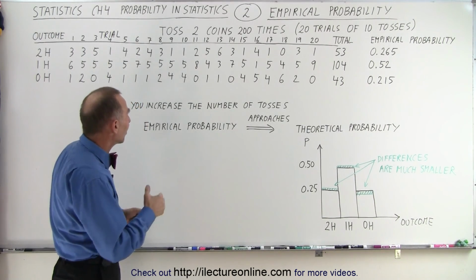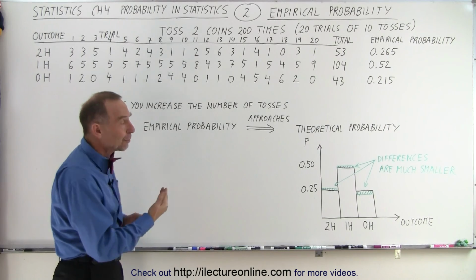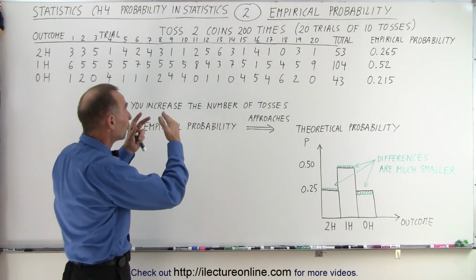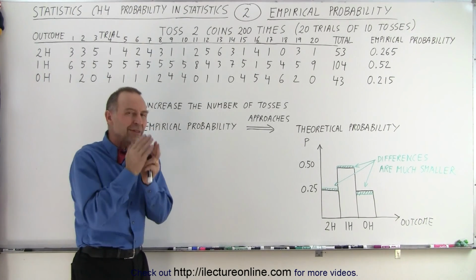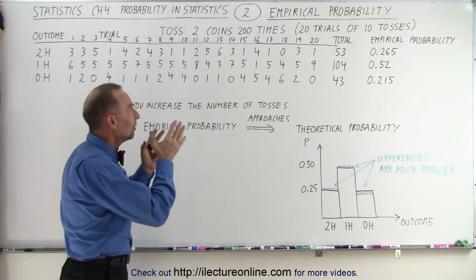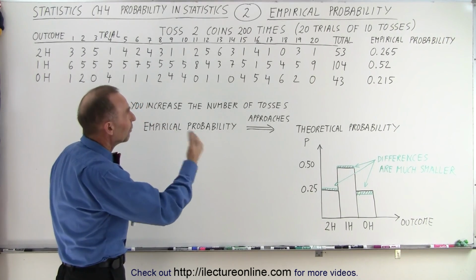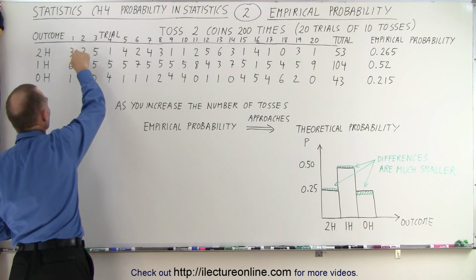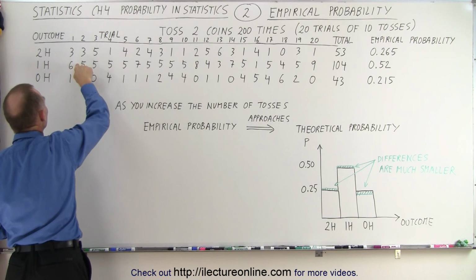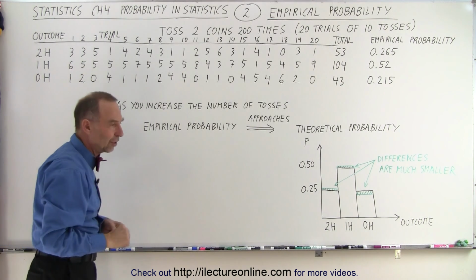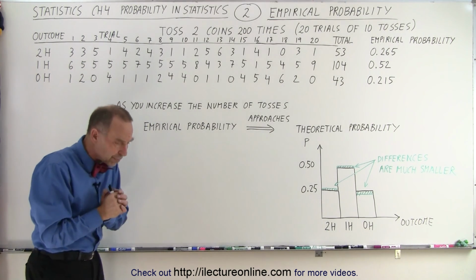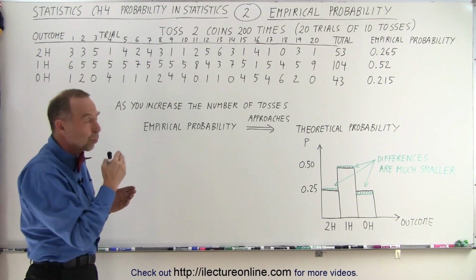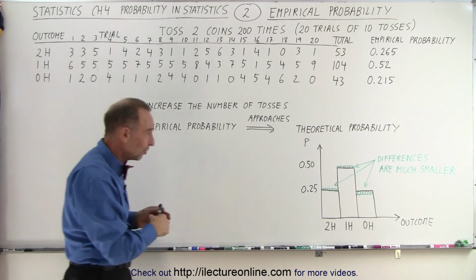So in this case, instead of just tossing the coin 10 times, we're going to do it 20 times over, 20 times 10 times for a total of 200 tosses. But we collected the data one trial at a time, each trial of 10 tosses. And you might remember that the original attempt was we got 3 times 2 heads, 1 time 6 heads, and 1 time 0 heads.